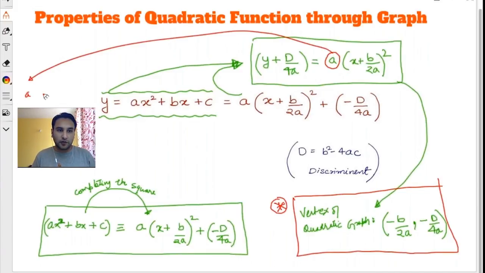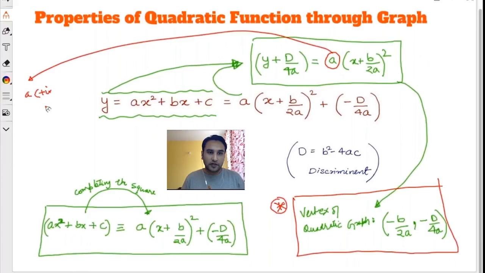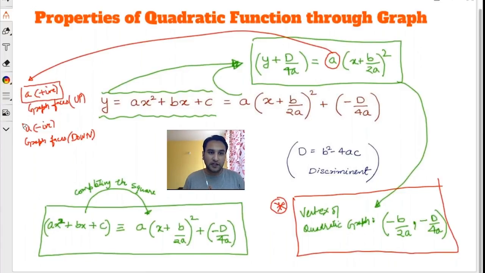If a is positive, then the graph faces up, and if a is negative, the graph faces down. And if the magnitude of a is more, the graph is thinner. If the magnitude of a is a fraction, then the graph is sort of flattened up. That's it. You know everything now.